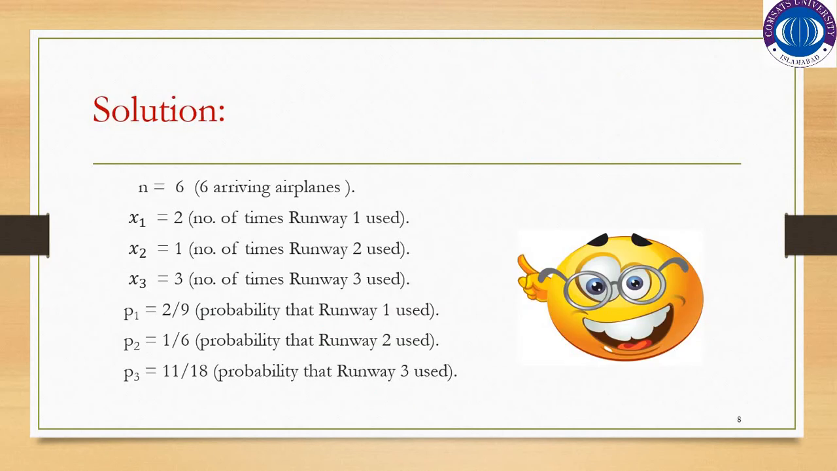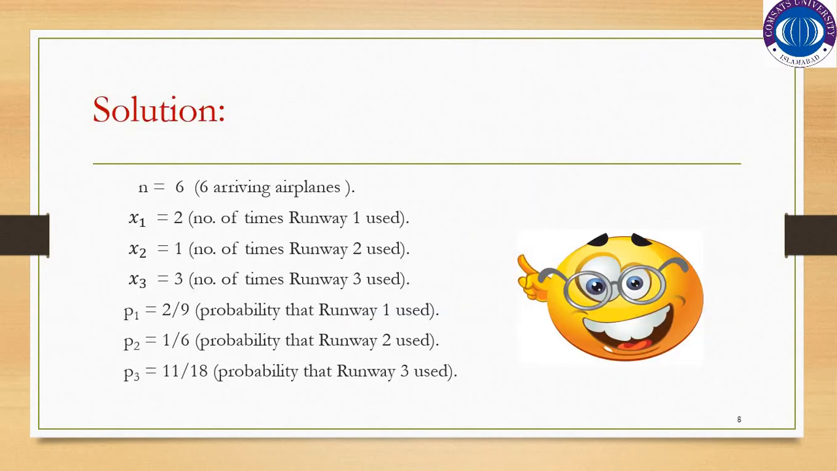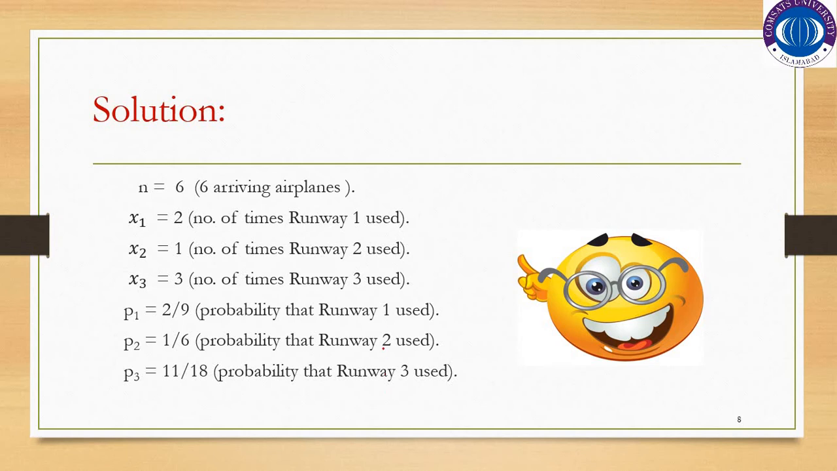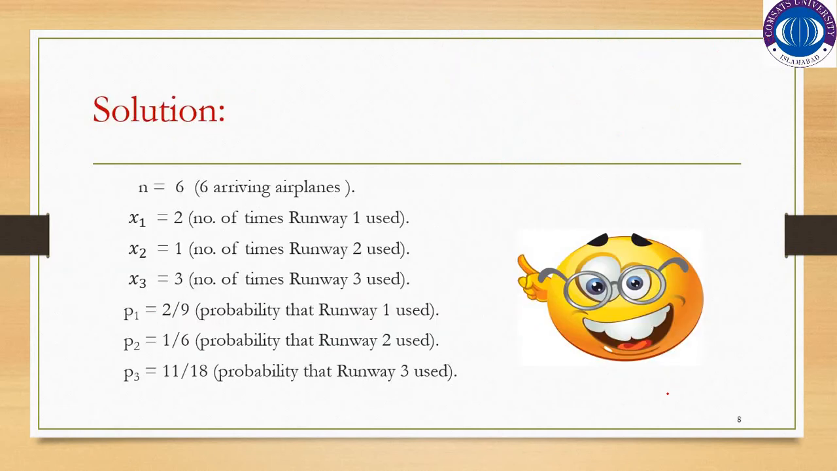Now, from the example, the experiment is performed n times, n is equal to 6. x1 is associated with runway number 1, x2 with runway number 2, and x3 with runway number 3. As you know, P1 is equal to 2 by 9, P2 is equal to 1 by 6, P3 is equal to 11 by 18. At runway 1, 2 airplanes are arriving, so it is used 2 times. At runway number 2, 1 airplane is arriving, so it is used 1 time. At runway 3, 3 airplanes are arriving, so it is used 3 times.